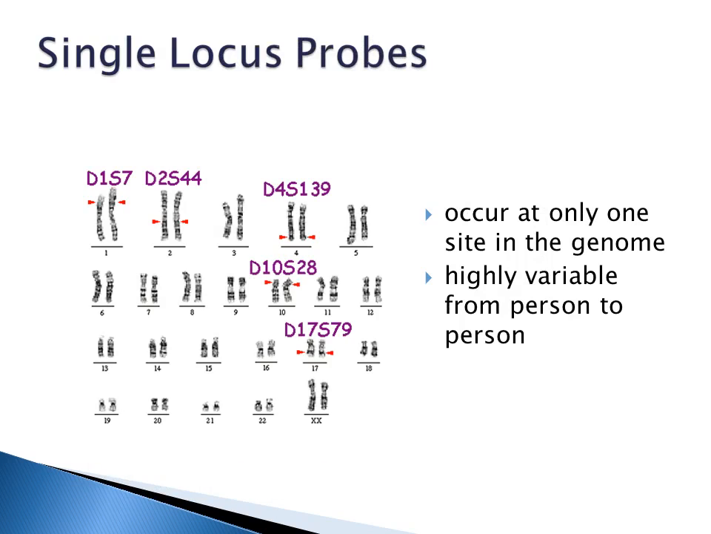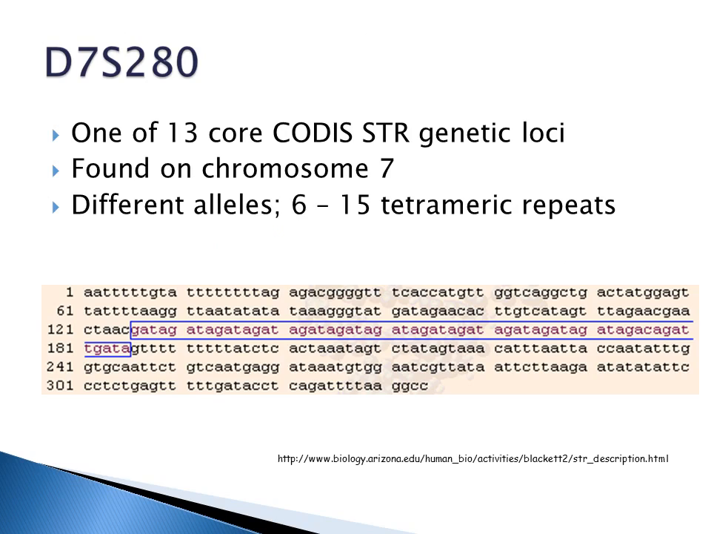So again, your single locus probes occur at only one site in the genome, and these are the loci that are highly variable from person to person. So for example, the locus D7S820 is one of 13 CODIS short tandem repeat loci that's found on chromosome 7, and you could have 6 to 15 tetrameric repeats. So you can see GATA, over and over and over again.